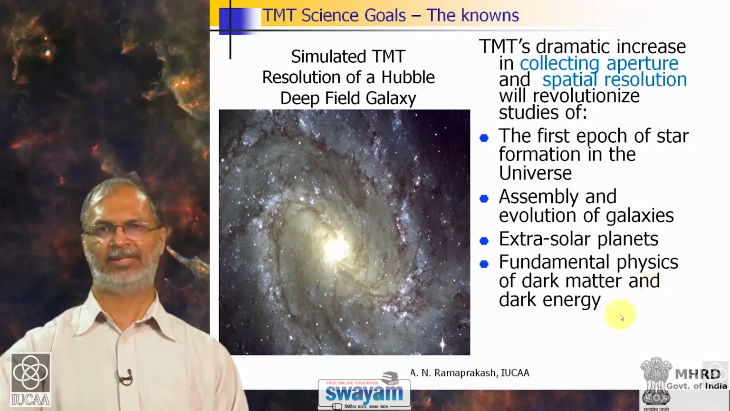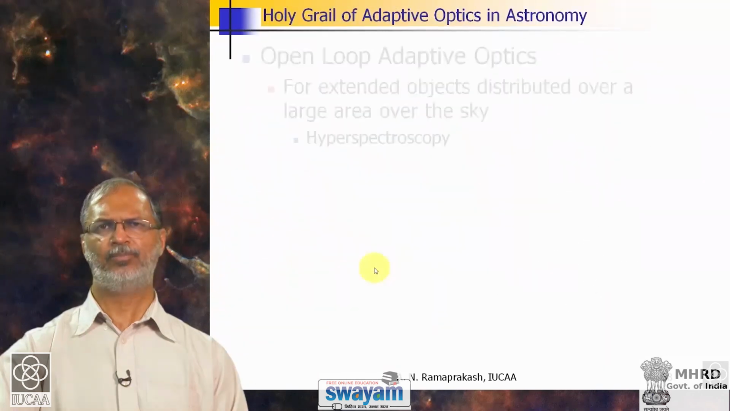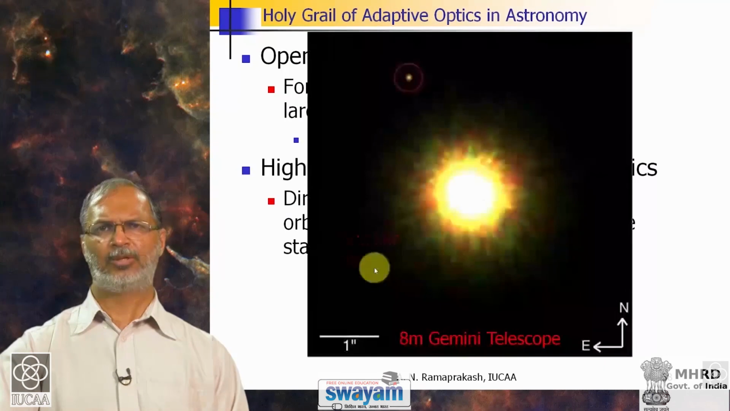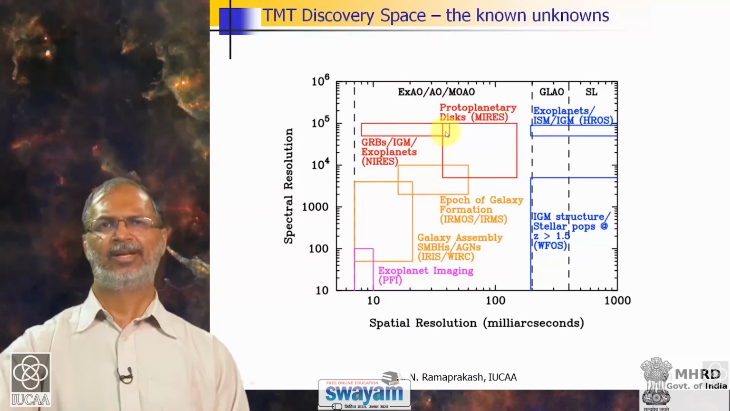What is dark matter? What is dark energy? All these kinds of questions can be tackled by a TMT class facility equipped with adaptive optics and very complicated instruments like spectrographs, polarimeters, etc. So, let me skip this, I mentioned all this.